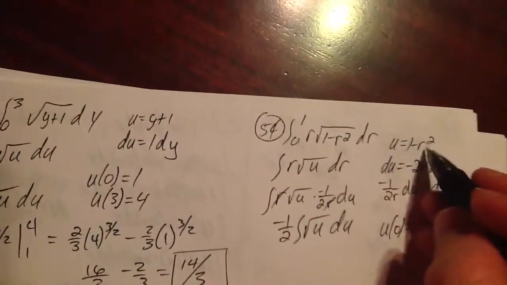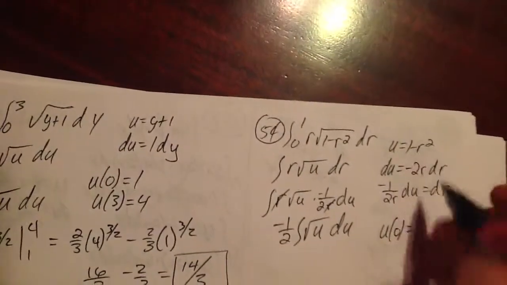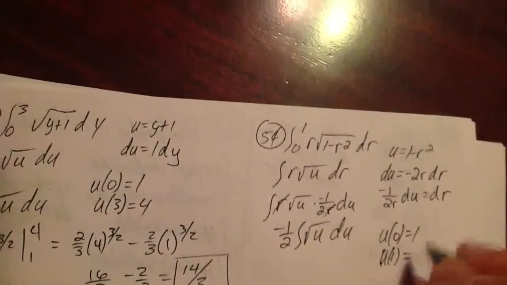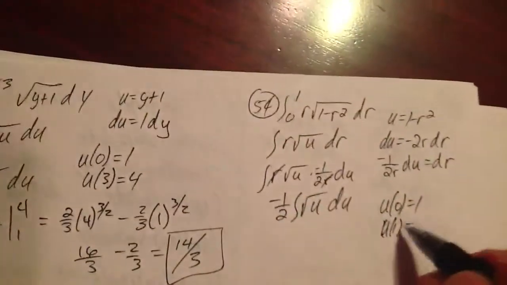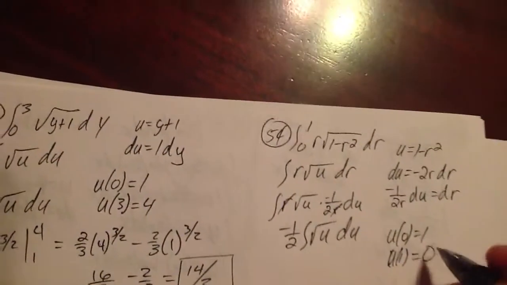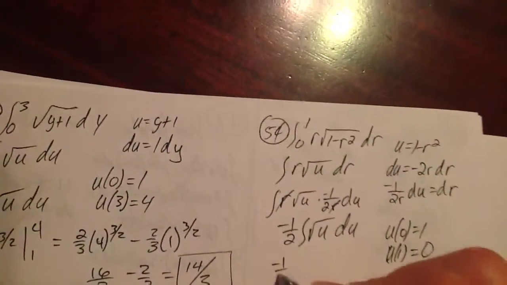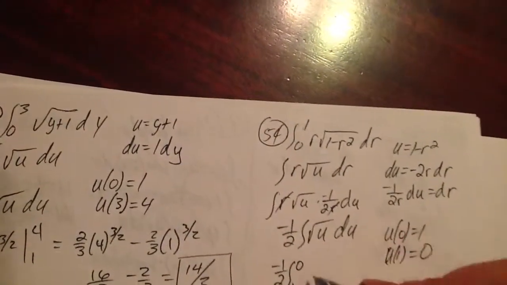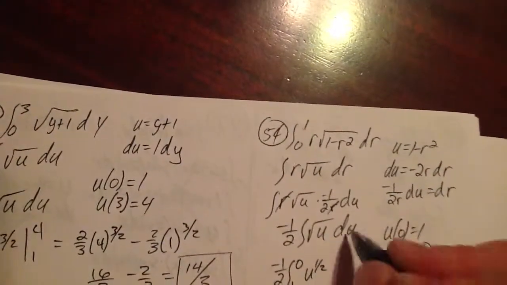U of 0 is 1. U of 1, right? U of 0 and u of 1. U of 1 is 1 minus 1 is 0. Okay, so that's weird. So now I'm going negative 1/2 from 1 to 0 of u to the 1/2 du.